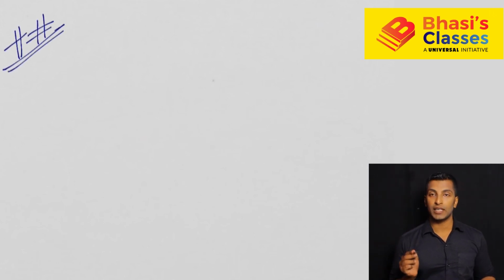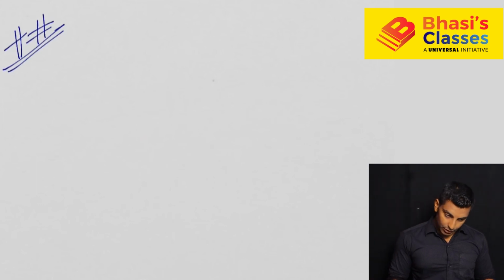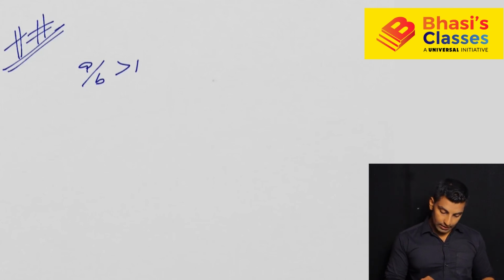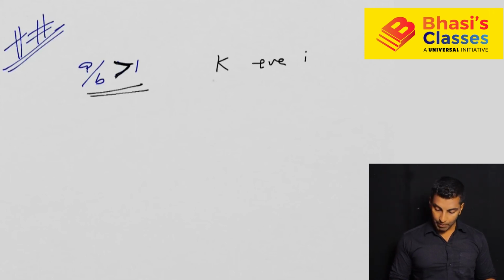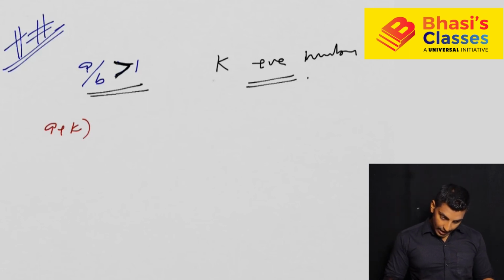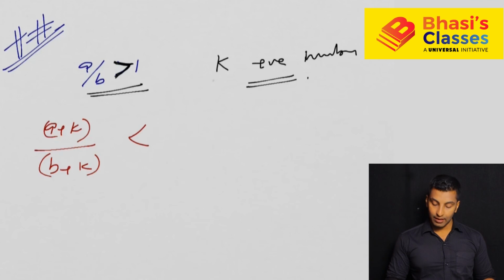You can expect questions based on this property. Let's suppose you have a ratio a by b which is greater than 1. We call this a ratio of greater inequality, because the ratio is greater than 1. And let's suppose k is a positive number. Now let's take the situation a plus k divided by b plus k, which will be less than a by b.